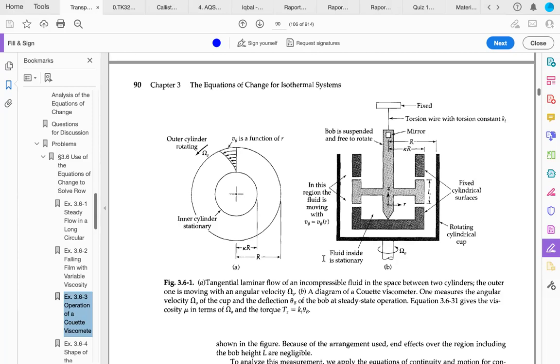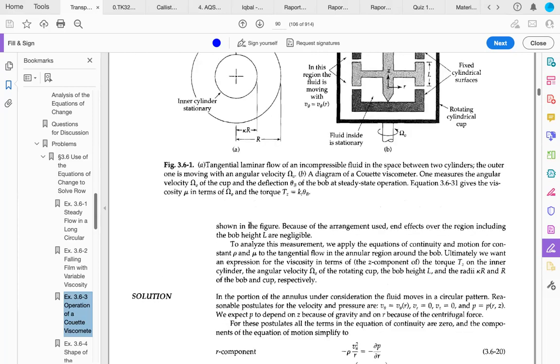Because of the rotation, because of the angular velocity of omega 0, we have phi theta. Here we have phi theta, which is a function of r. When r equals kappa R, the inner cylinder, it is all stationary, so we don't have that one. And at r equal to capital R, on the outer one, the fluid rotates with phi theta.